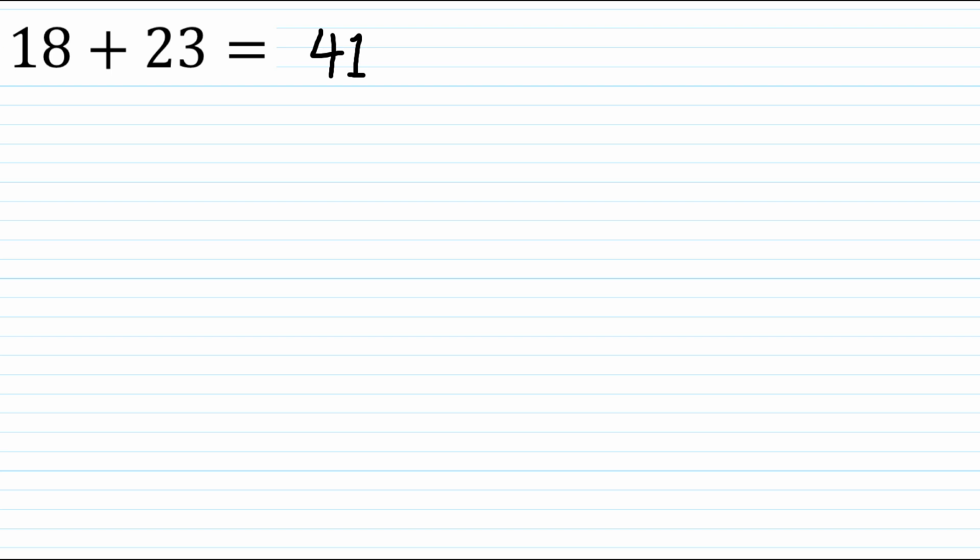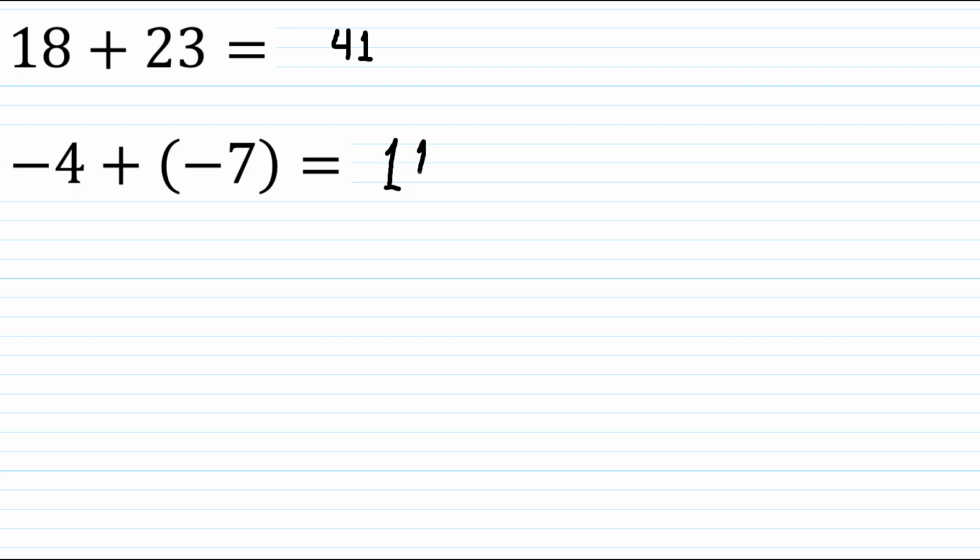Next one. So, we have negative 4 plus negative 7. So, if we're going to observe this example, the given numbers are both negative. So, we have negative 4 and negative 7. We will add the two numbers. So, adding the absolute value, so 4 and 7, that will give us 11. Okay? But since the common sign that they have is negative, we will prefix the negative sign. So, the final answer is negative 11.